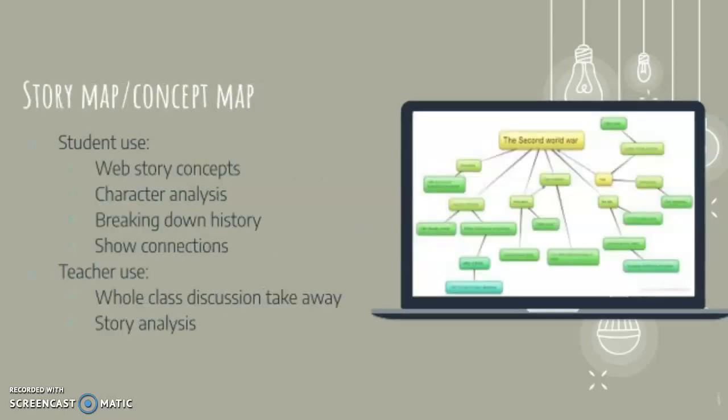The second one is story map or concept map. Students can use this for web story concepts, character analysis, and breaking down history, as in the example here, to show connections. Teacher use would be a whole class discussion takeaway where you can build points together or break them apart, and story analysis. A tool for this would be Bubbl.us.